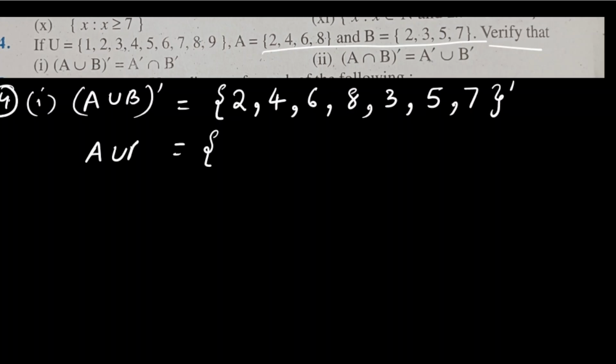So A union B's complement is equals to, so 2 I don't have to consider, 1 I have to consider, then 4 we don't have to consider, that means 3 we have to consider, then 5 also we don't have to consider because 5 is there. So 3 is also there, 3 also we can't consider. So I'm just marking it so that we won't make any mistake while writing. So 1 I can write, remaining 6, 7, 8 and then 9.